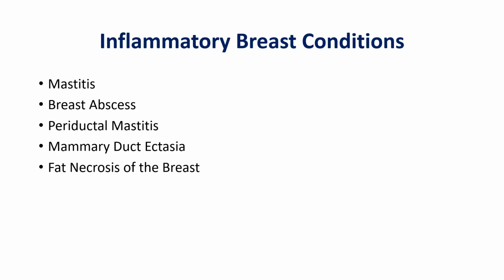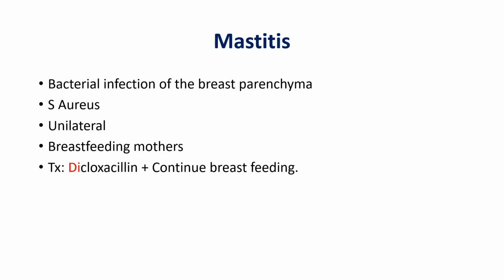So moving further, now we're going to look at the specific subtypes of inflammatory breast conditions. They are mastitis, breast abscess, periductal mastitis, mammary duct ectasia, and then fat necrosis of the breast. So let's get right into this. The first one is mastitis.